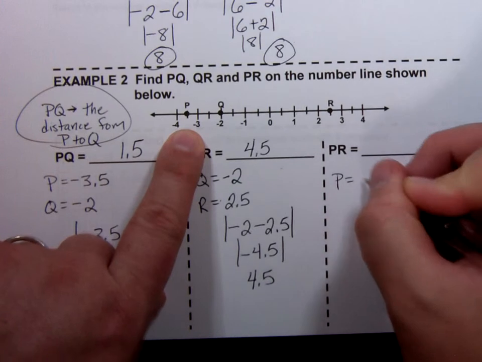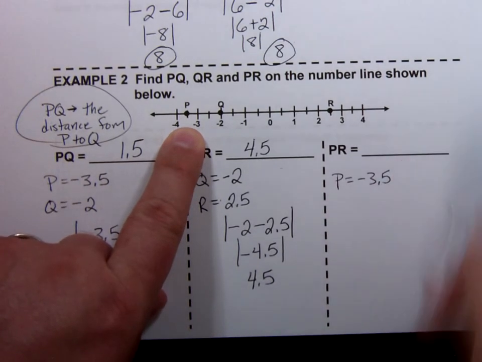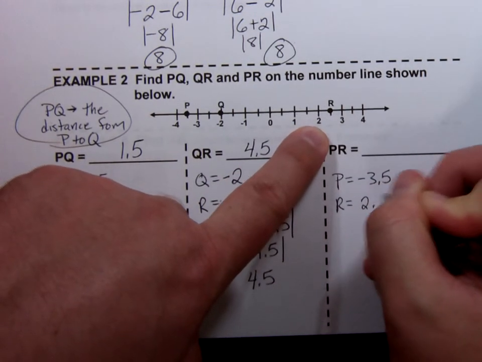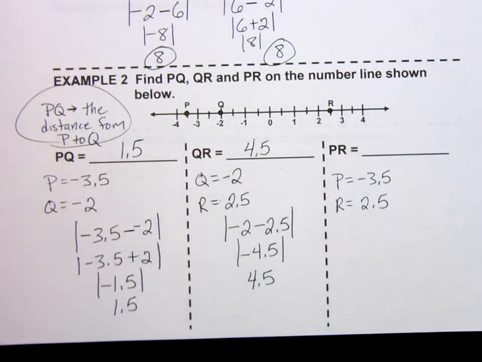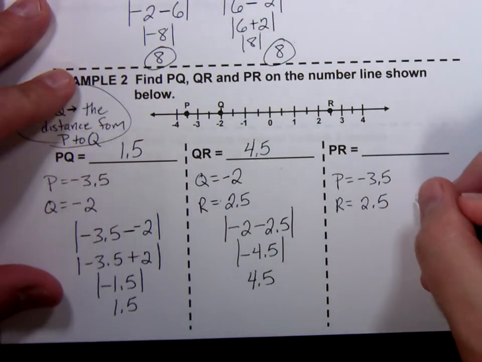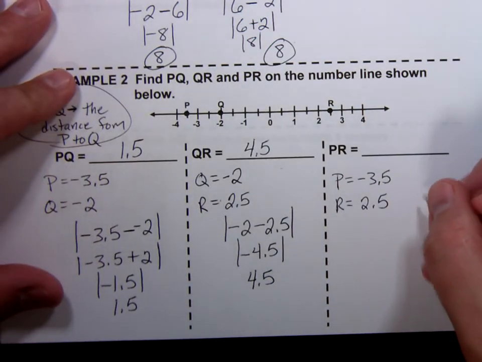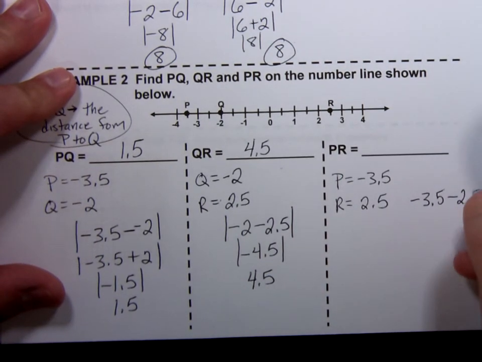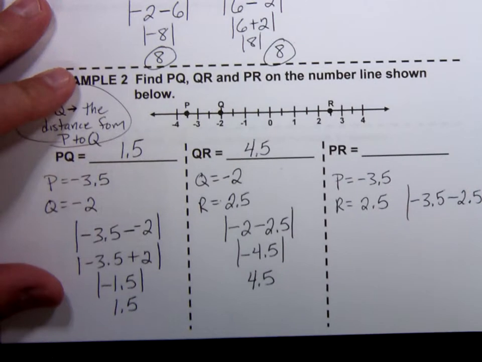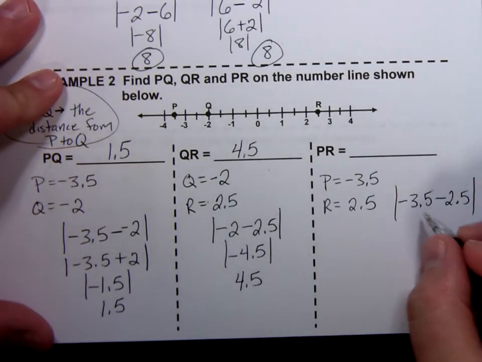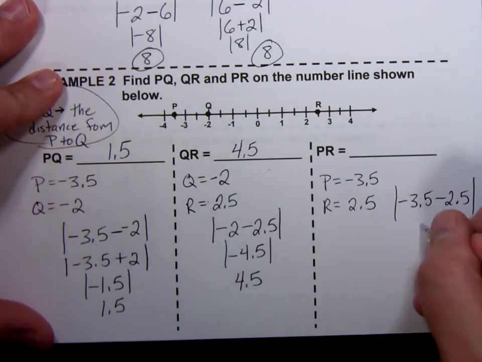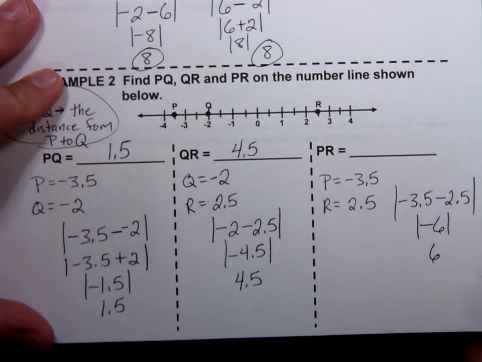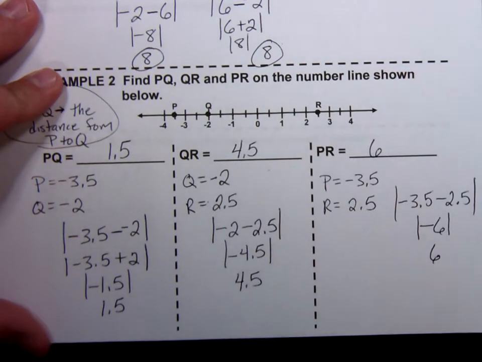P, again, is at the point negative 3.5. That's its coordinate. R, again, is at the point 2.5. So we're getting the distance from P to R here. Okay, so absolute value of A minus B. Make sure we're doing the absolute value of that. So negative 3.5 minus 2.5 is a negative 6. But then absolute value will make that positive. And the distance from P to R is 6.